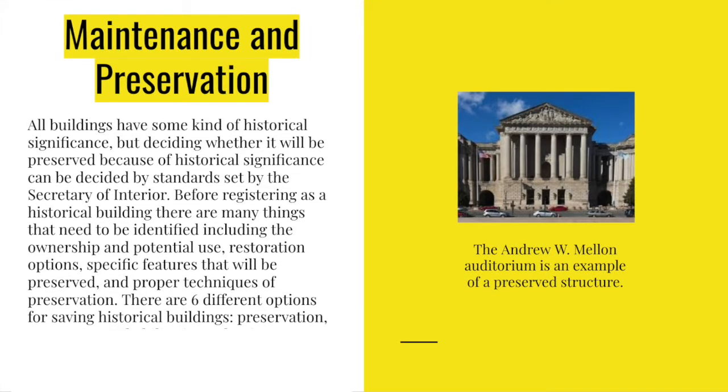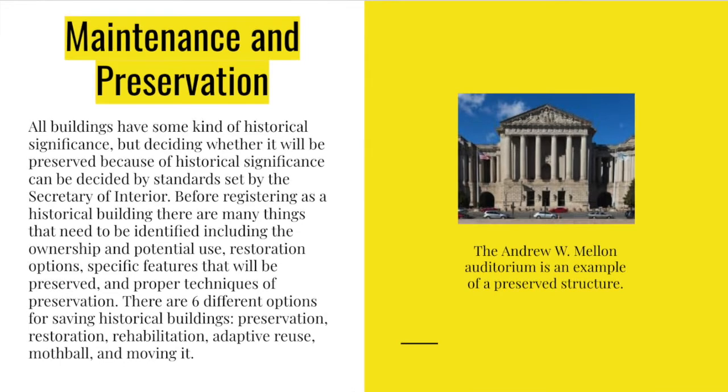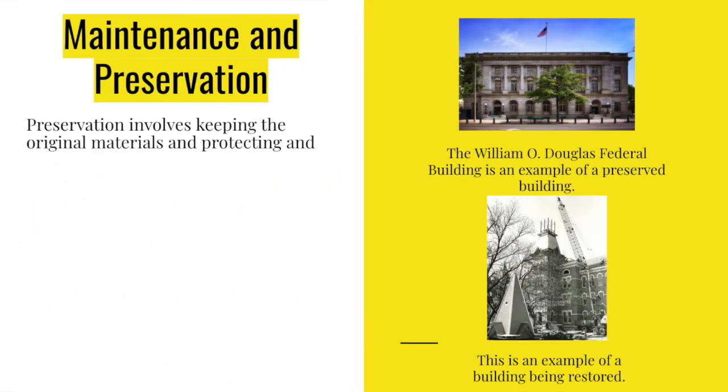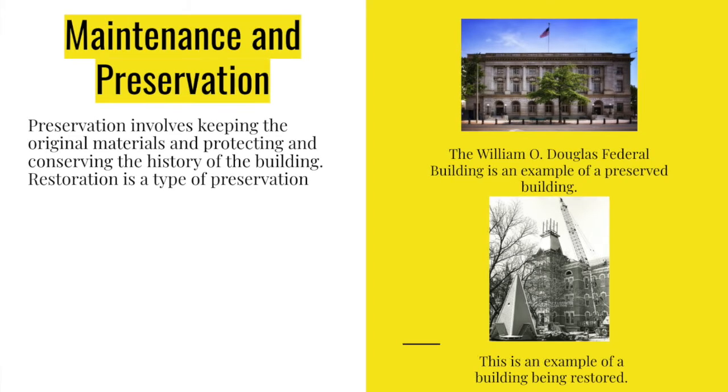There are 6 different options for saving historical buildings, including preservation, restoration, rehabilitation, adaptive reuse, mothball, and moving it. The Andrew W. Mellon Auditorium is an example of a preserved structure. Preservation involves keeping the original materials and protecting and conserving the history of the building.